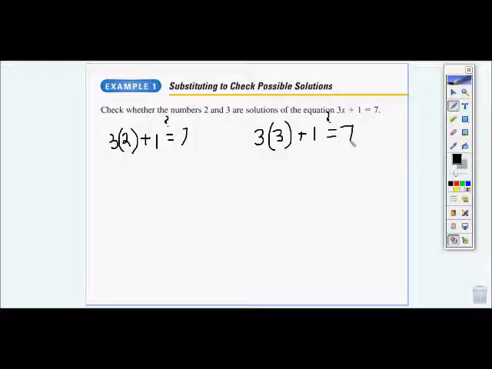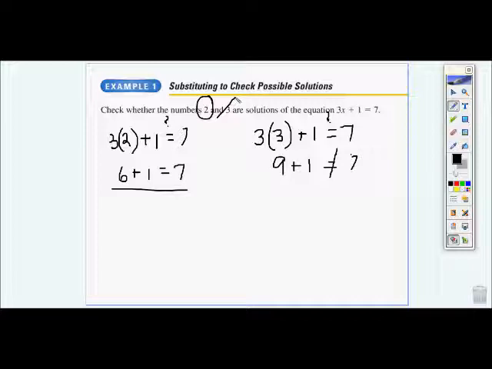So 3 times 2 is 6. 6 plus 1 does equal 7, so this one is a true solution. 2 is a solution. And then if we do the next one, 9 plus 1, does that equal 7? It does not equal 7. Remember, you can use the symbol of just crossing out with one diagonal usually, and that says that 9 plus 1 does not equal 7. So 2 is a solution, 3 is not a solution.